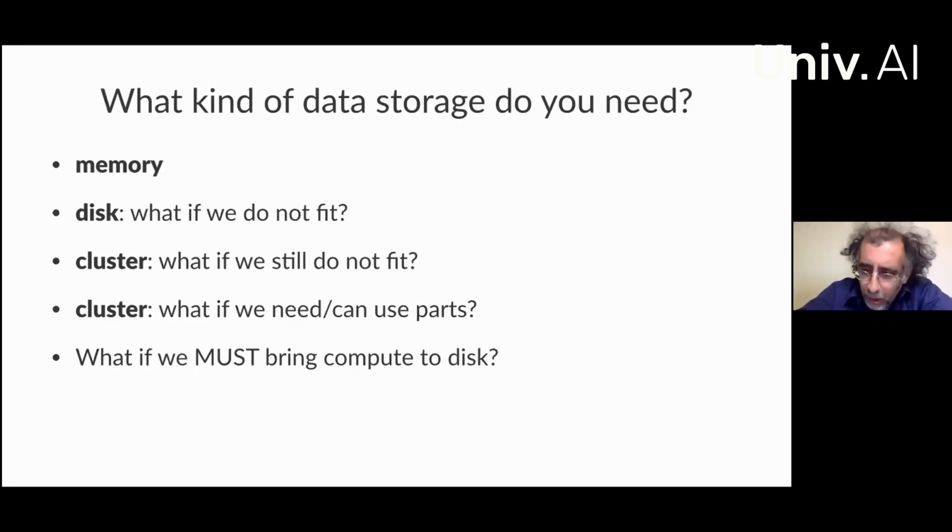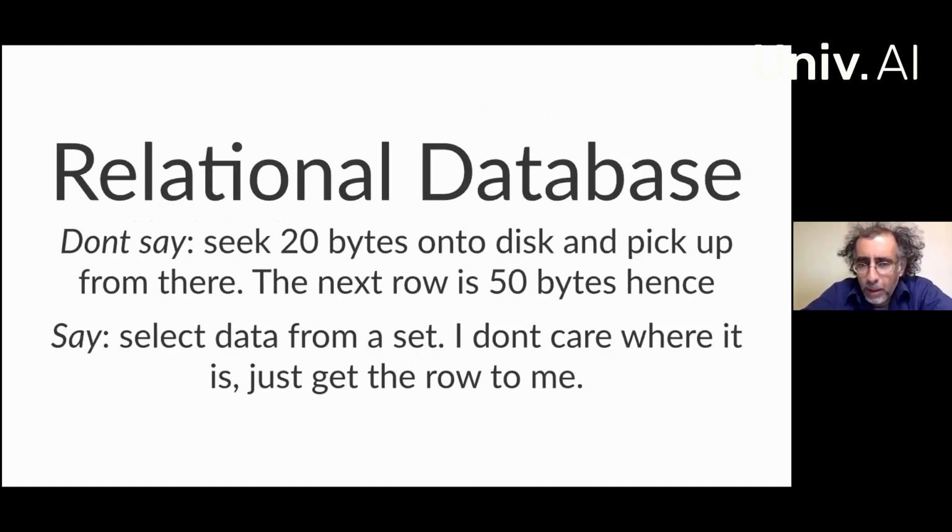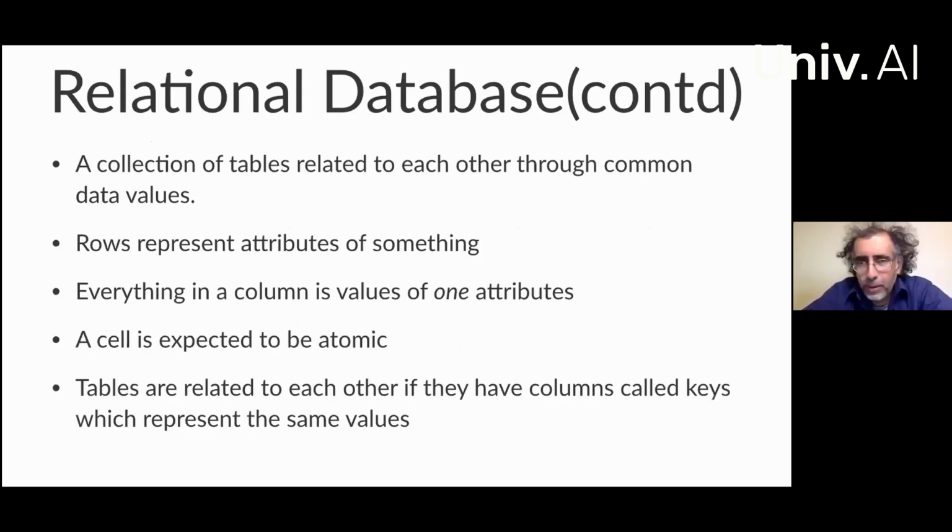The beauty is that we are going to learn something called a grammar of data, which will actually help us not have to deal with this. But very quickly, what's a relational database? It basically says seek 20 bytes. It doesn't say get 20 bytes from disk and pick it up from there. The next row is going to be 50 bytes hence. It basically says select data from a set. I don't care where it is. I don't care even if it's on this machine. Get it for me. That's the kind of idea of a relational database.